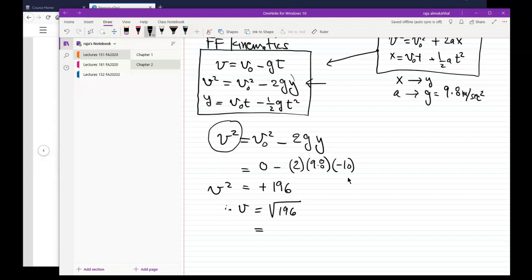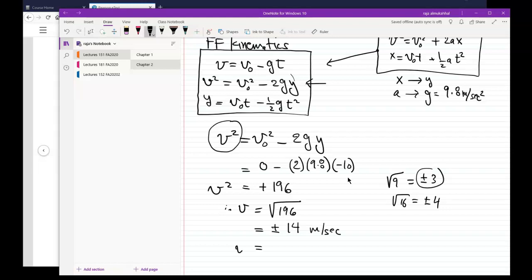Now, if you remember from your math classes, what is the square root of, say, 9? What is that equal to? Your math teacher would tell you plus or minus 3, correct? And the square root of 16 is plus or minus 4, and so on. Well, which one do we pick? It's the same thing, so it will be plus or minus 14 meters per second. Which one do we pick?